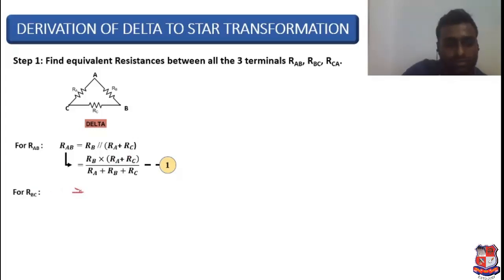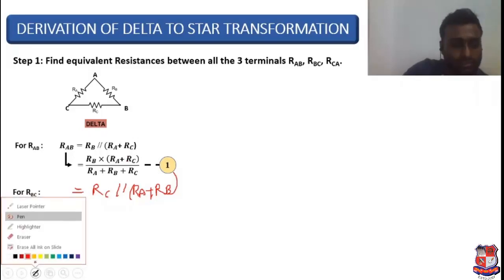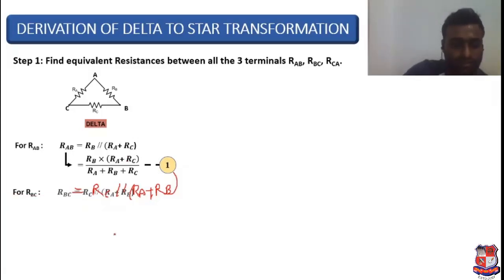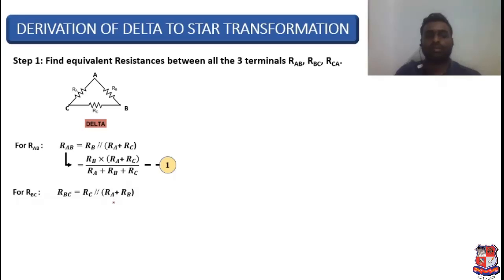We can write from the pattern that for RBC, there is RC resistance, which will be in parallel with RA plus RB. From the above equation we are able to write this. So let us check, is the equation correct? Over here you can see RC in parallel with RA plus RB.